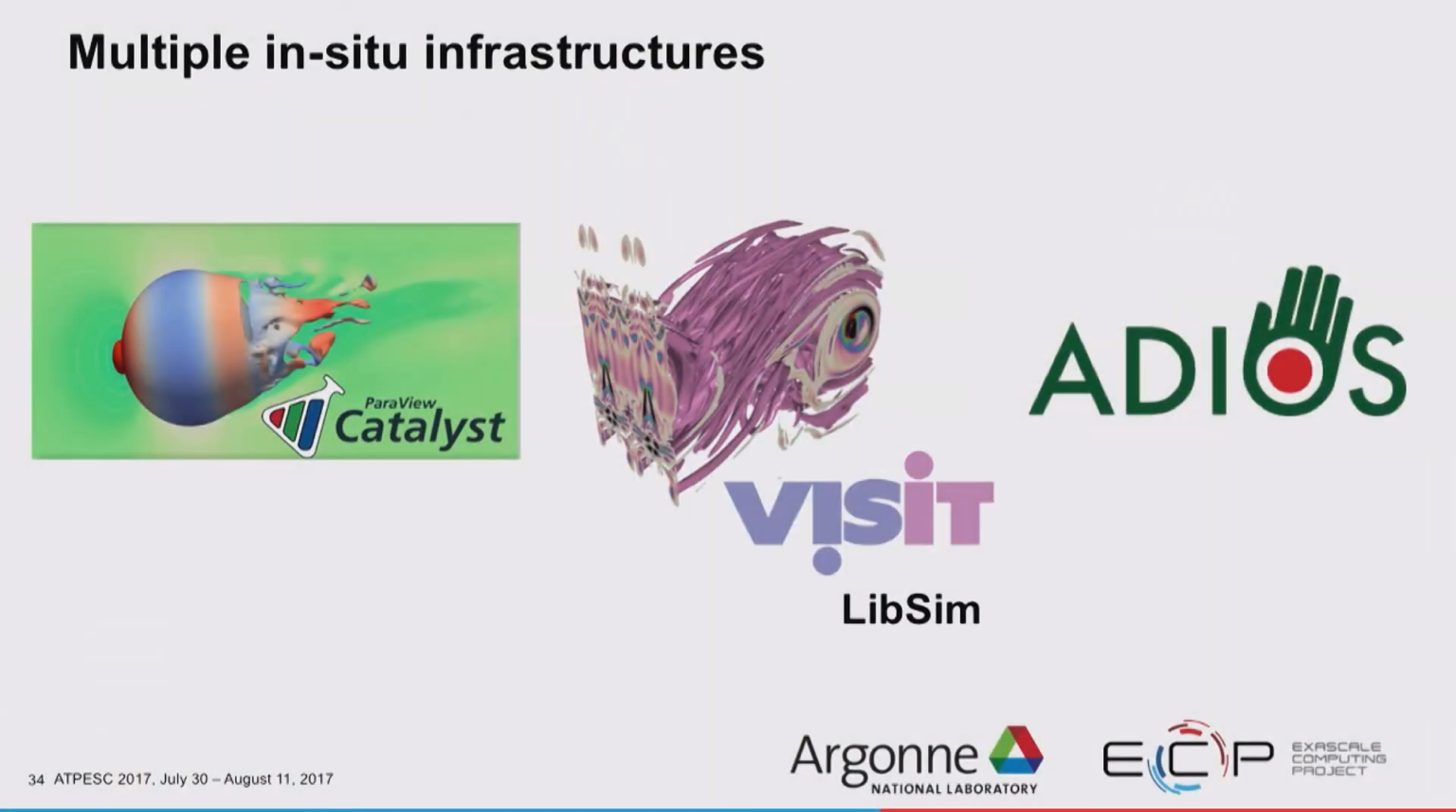So what are we doing? How are we trying to solve these problems? There are existing in situ infrastructures, right? Well-known in situ infrastructures. Catalyst from the ParaView team, from the Kitware team. LibSim from the VisIt team, and ADIOS, which I think is living in Oak Ridge these days. So there are these well-known infrastructures, okay? We're trying to use them. We're trying to combine them and take advantage of them.